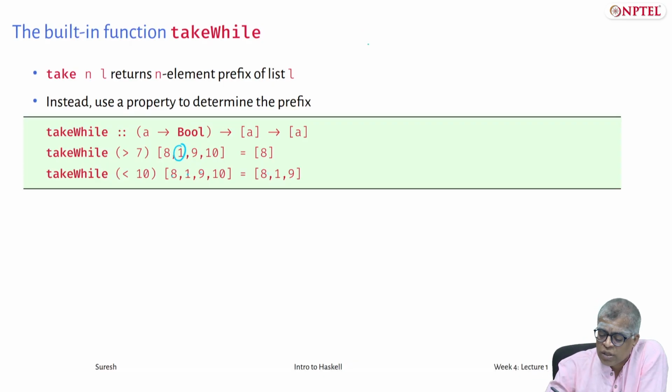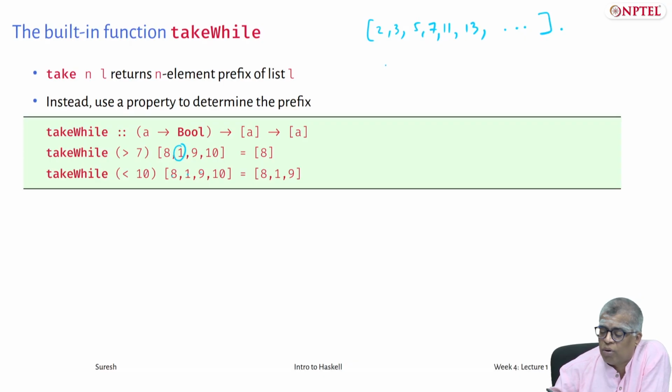So for instance, suppose I have a way of generating a long list of primes. We will later see that you can actually generate the list of all primes, which is an infinite list. So 2, 3, 5, 7, 11, 13, dot, dot, dot. So now I might want to list all primes. So let's call this all primes.